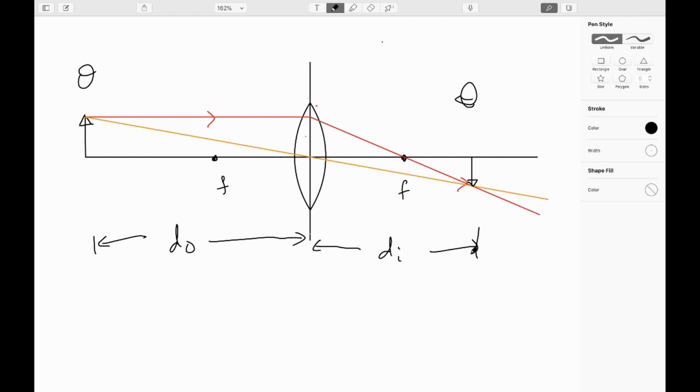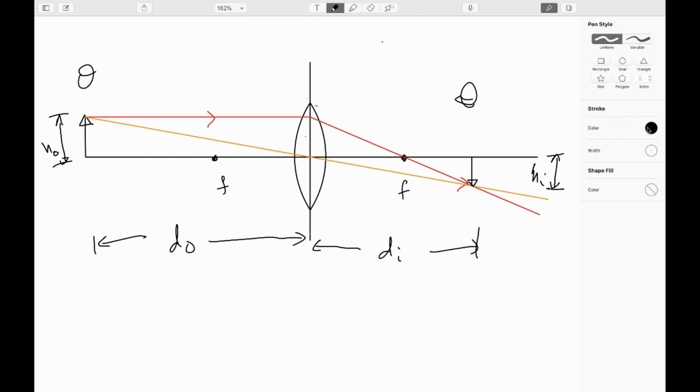In the light-like convention, signs are positive if they're where the light is, and negative if it's where the light ain't. So here we're going to be forming a real image that can be formed on a screen. So in this example, this would correspond to a positive image distance. And just like before, the object height here will be HO, and the image height here will be HI, and in this example it's negative because the image is inverted.